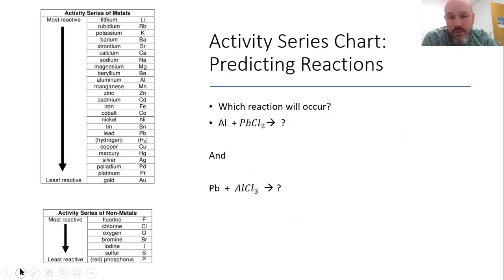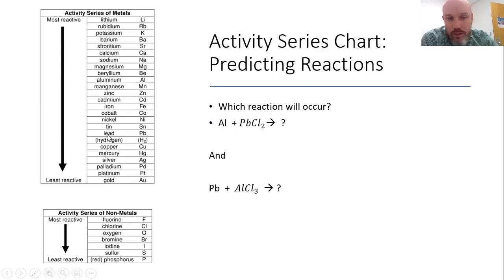So this chart of activity series is going to be on the left-hand side the entire video, so you can refer to it. This chart is great to make predictions on which compound is going to form and which reaction is going to happen. So we have two potential reactions here. We have aluminum plus lead chloride, and we have lead plus aluminum chloride. So what we need to do is go to the activity series chart, find aluminum and find lead. Where is aluminum? There's aluminum right here. And then we have lead down here.